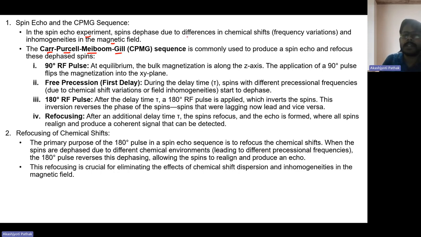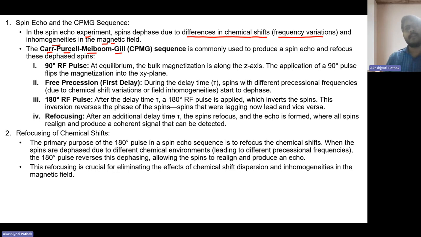Because of the differences in chemical shifts. This is very clear to you: because of the difference in chemical environments, each of the nuclei will show different chemical shifts, or delta ppm values, or frequency variations. And another reason behind the dephasing is inhomogeneities in the magnetic field.